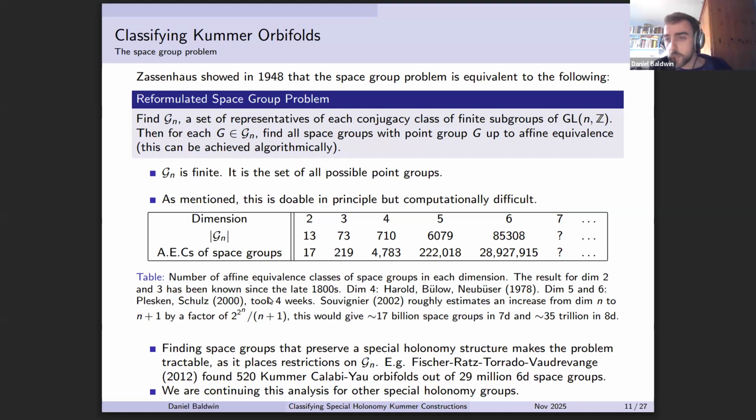But if we try to find space groups that preserve some special holonomy structure, then the problem becomes tractable, because we're placing quite strong restrictions on this set G_n of possible point groups. We're only keeping those that preserve a special holonomy structure. So for example, this work that I mentioned by Fischer and Ratz and collaborators from 2012, they classified all Calabi-Yau Kummer orbifolds in dimension 6, and they found 520 out of the 29 million possible 6D space groups. So we're just continuing this analysis for other special holonomy groups in higher dimensions.